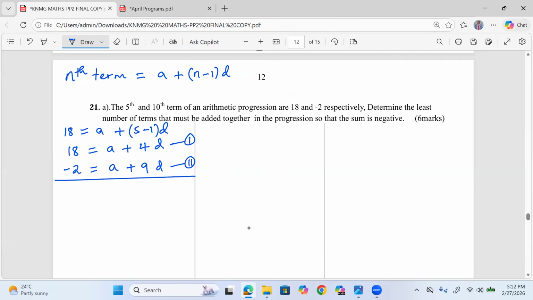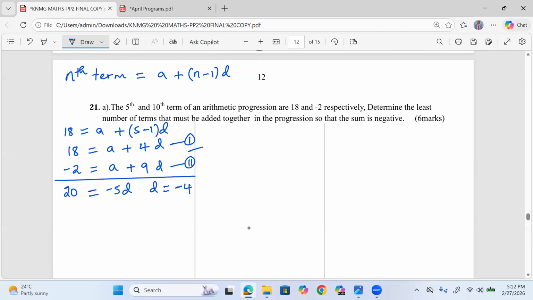Please allow me to subtract downwards. 18 minus a negative 2 becomes 20. This is equal to A minus A, that one cancels. 4 minus 9 becomes a negative 5. The value of D is given by dividing through, and we get a negative 4. So the value of D is negative 4.